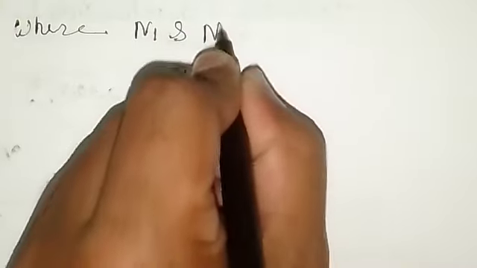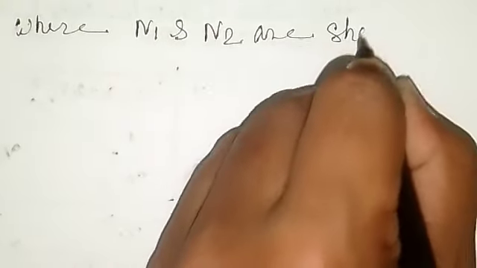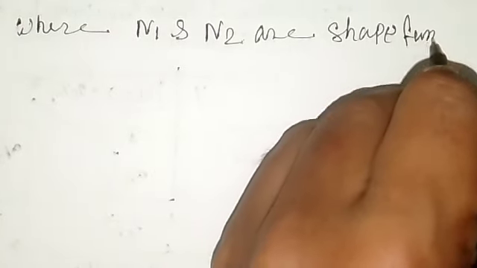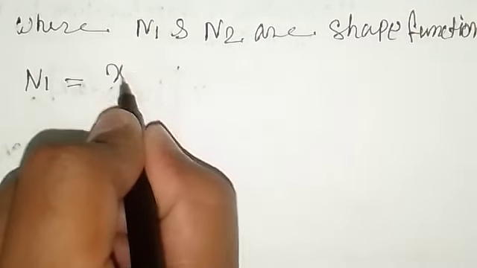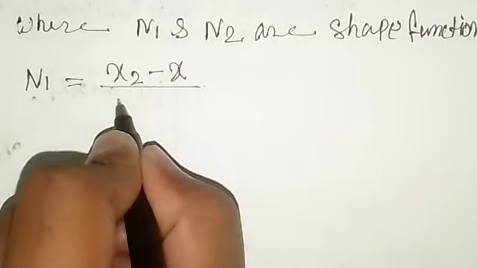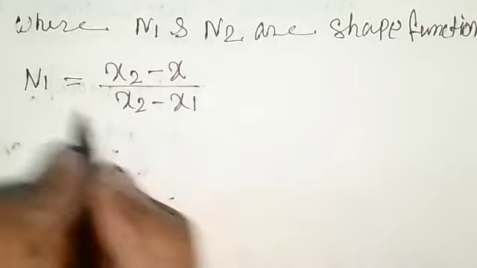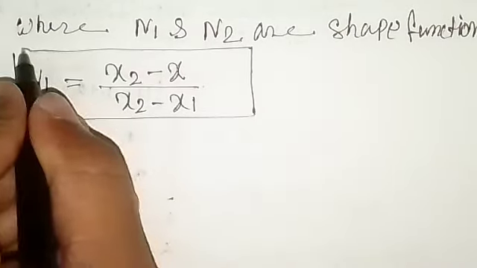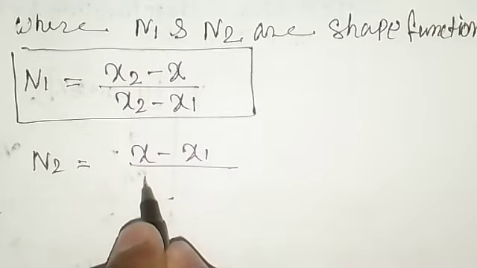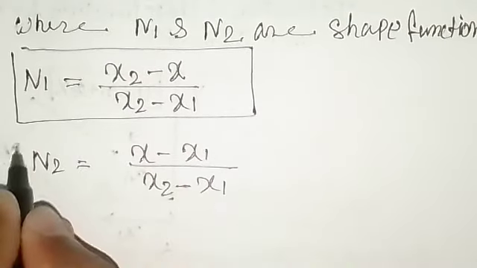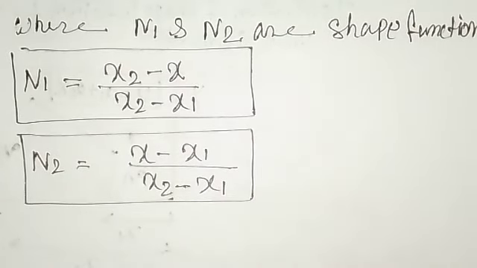Where n1 and n2 are shape functions, right? So n1 is what now? n1 is equal to (x2 minus x) by (x2 minus x1). This is the shape function we got, and n2 is equal to (x minus x1) by (x2 minus x1). This is the shape function at node 1 and node 2 we got.